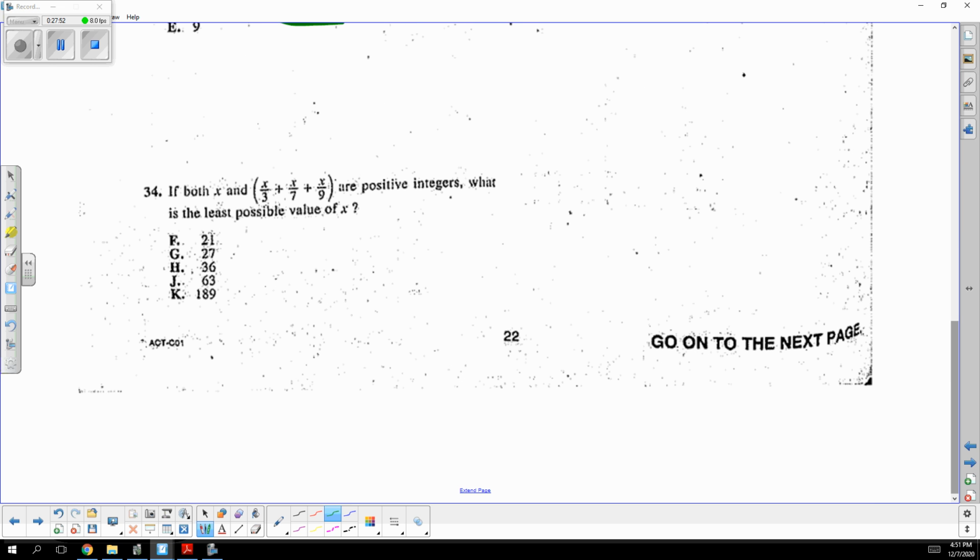All right. Divisible by x. Well, the least, so I try 21 first. 21 is not an integer because 9 don't work. Neither is 27 because 7 don't work. 36 don't work because 7 doesn't go in. What number do they all go into? J, 63.